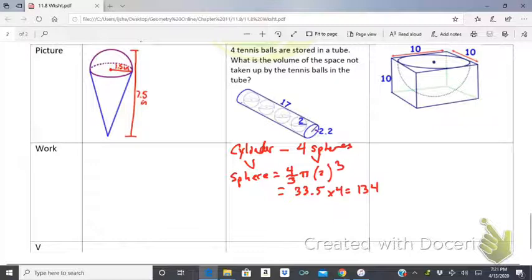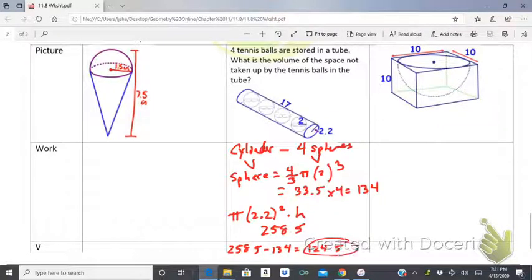Now if I want the cylinder, remember it's just pi r squared h. So it's going to be pi times the radius, 2.2, squared times h. So pi r squared h, and that's going to be 258.5. And now I'm just going to subtract them. 258.5, taking away the tennis balls, 134, and that's going to equal 124.5. And that gives me my volume.